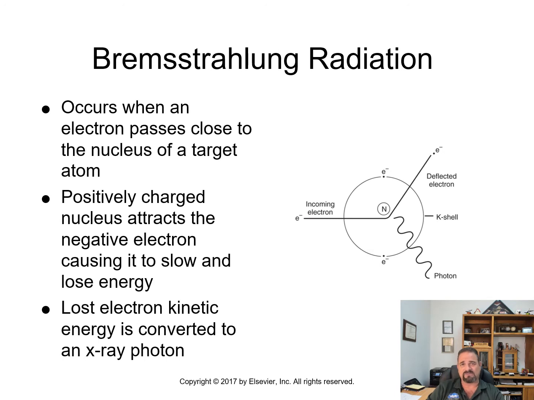All right, so bremsstrahlung radiation. It occurs when an electron passes close to the nucleus of a target atom. Let's go over this again. Bremsstrahlung radiation occurs when an electron that you have shot through that tube passes close to the nucleus of a target atom. The target atom is in our tissue, in the K-shell. A positively charged nucleus then attracts a negative electron, causing it to slow and lose energy. Then the lost electron kinetic energy is converted into an X-ray photon. Simple process. Some physics, but if you just remember, radiation is produced by electrons. We have to pass them near the nucleus of the target atom of the tissue, and then ionization occurs.